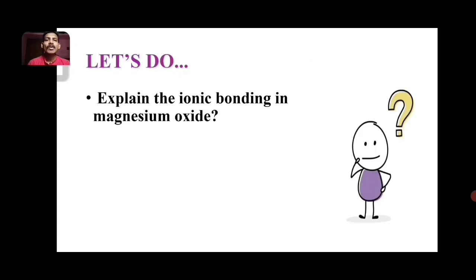I will give a homework question for you. You should write it in your notebook and bring it back to the next class. The question is, explain the ionic bonding in magnesium oxide.